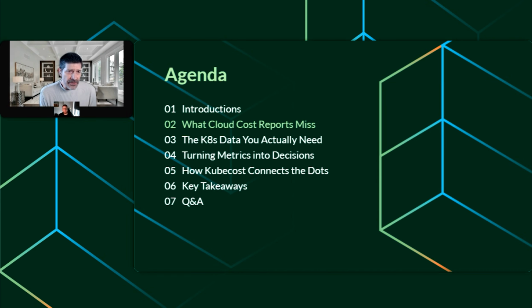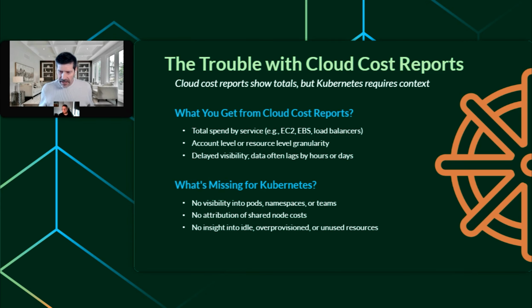So we're going to start off with what cloud cost reports typically miss. And, no surprise, they miss a lot. They're pretty high level. Imagine sitting down to a group dinner with a big circle of friends, and you all have a wonderful meal. And at the end, they bring a single bill with a single total at the bottom and very little information showing how you got to that.